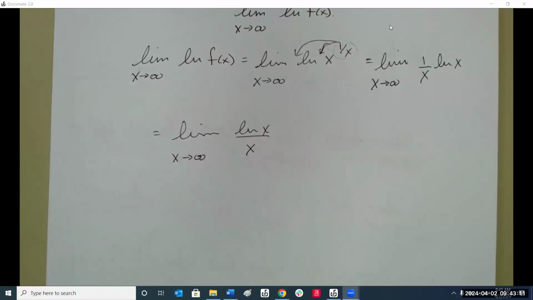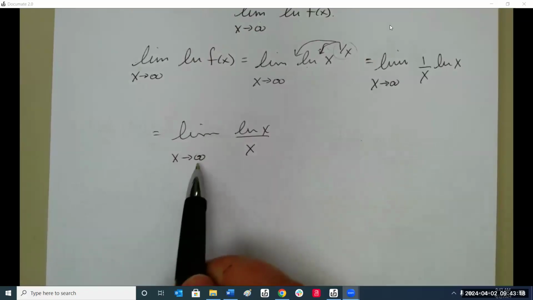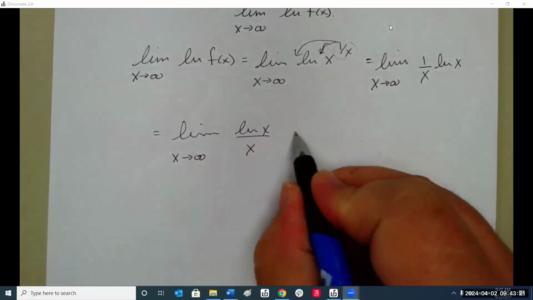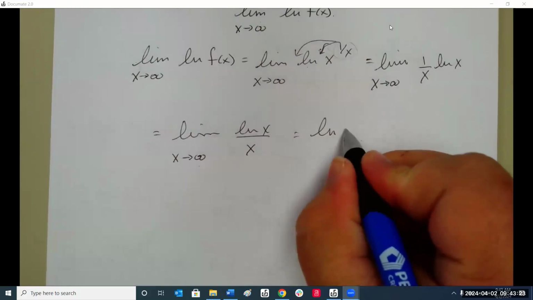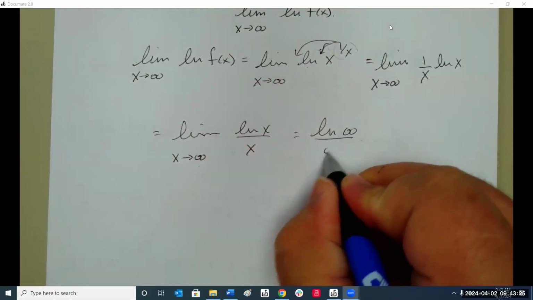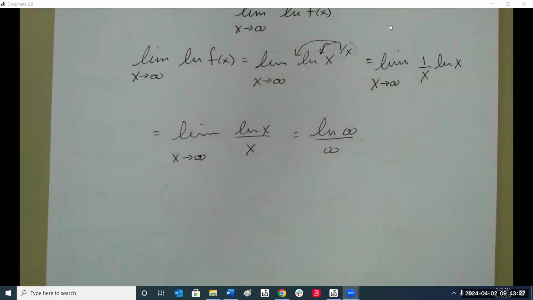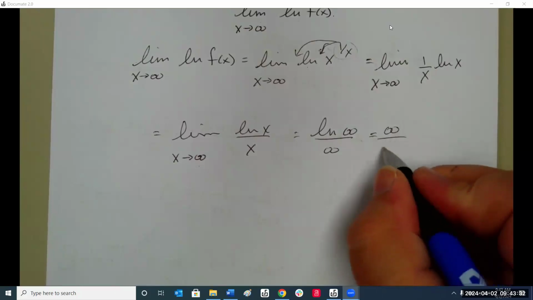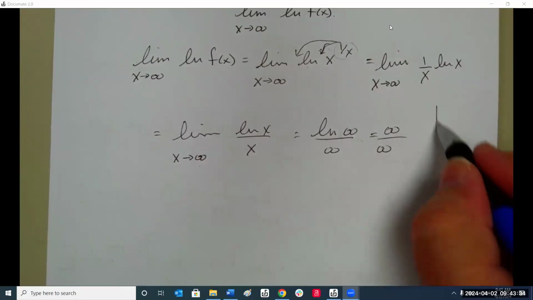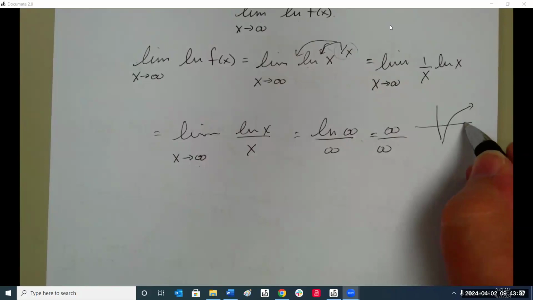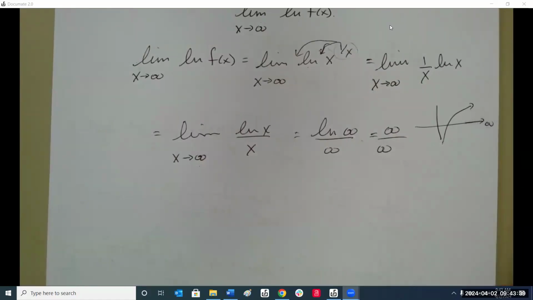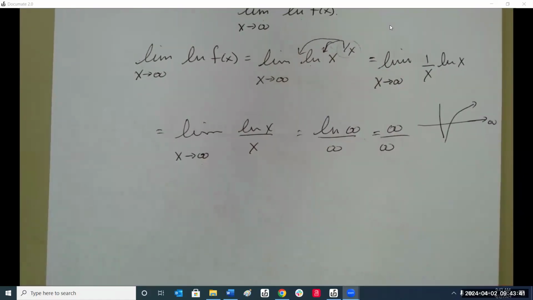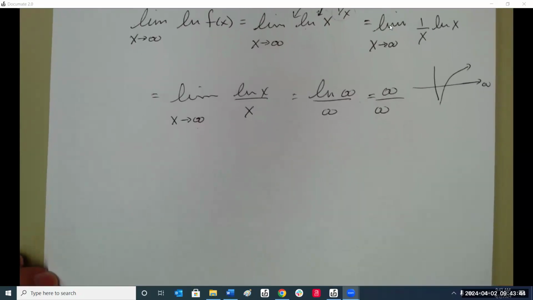So we set it up first. Now what do we do? Plug it in to see what we get. Ln at infinity is what? Infinity over infinity. Because remember, the graph of ln looks like this. As x goes to infinity, this one goes to infinity. So we have infinity over infinity.